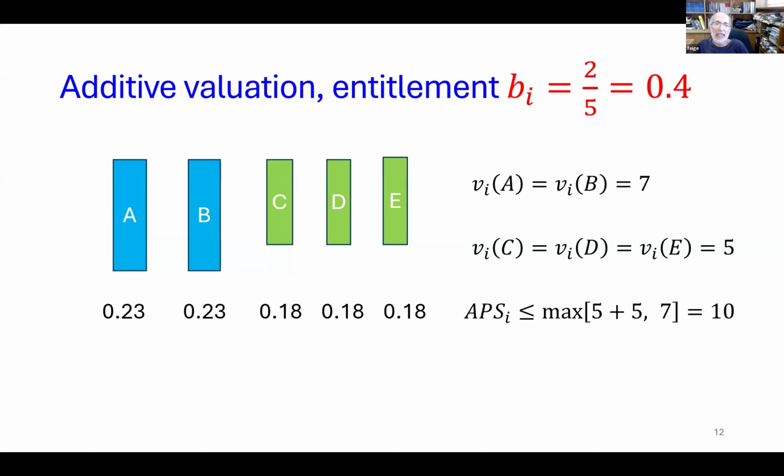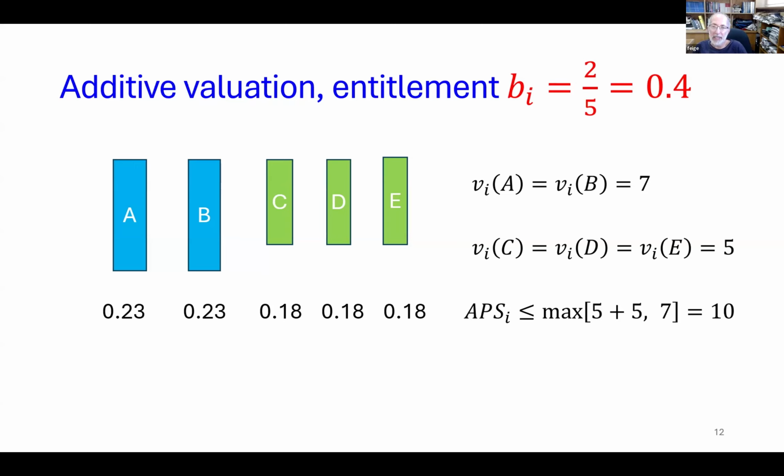So the adversary can give prices of 0.23 for the large item and 0.18 for the small items. And now the agent can afford to buy either 1 large item or 2 small items. The agent cannot afford to buy, let's say, a large item and a small item. So the maximum value that she could get is 5 plus 5, which is 10. So this implies that the APS is at most 10. It doesn't imply that the APS is exactly 10, because maybe there's a different pricing scheme in which she cannot even afford to get items of value 10.